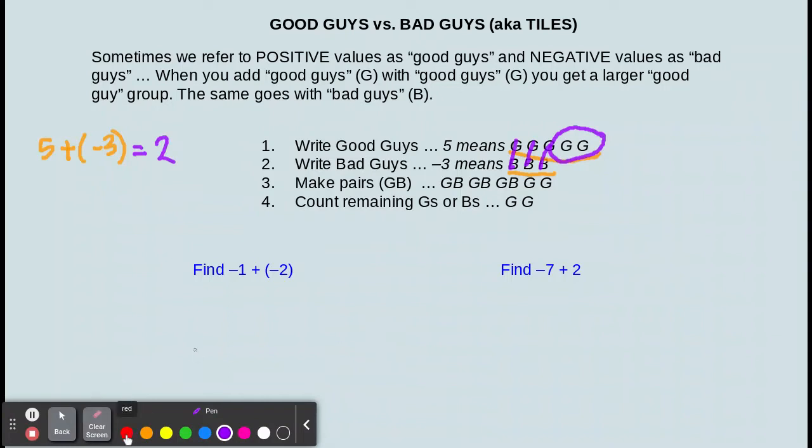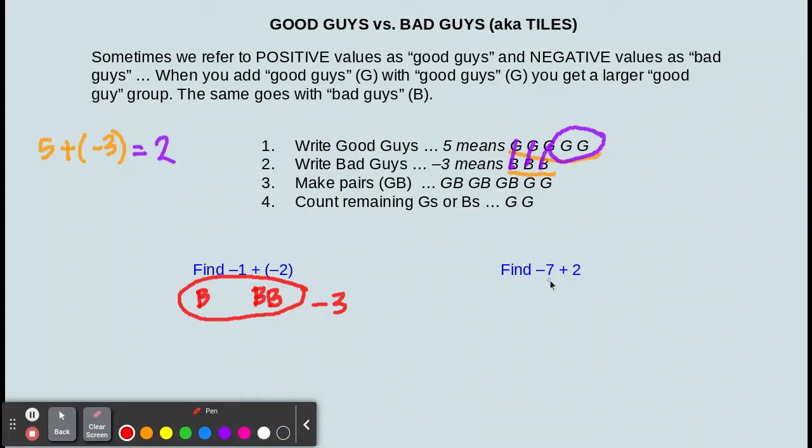All right, let's try this one here. We have 1 bad guy, so it's a negative 1. We have a negative 2, that means we have 2 bad guys, right? So now we are going to see how many are fighting. They're not fighting with anyone. So what we have left is our answer. What do we have left? We have 3 Bs, 3 bad guys. And we know bad guys are negative. So our answer is negative 3.